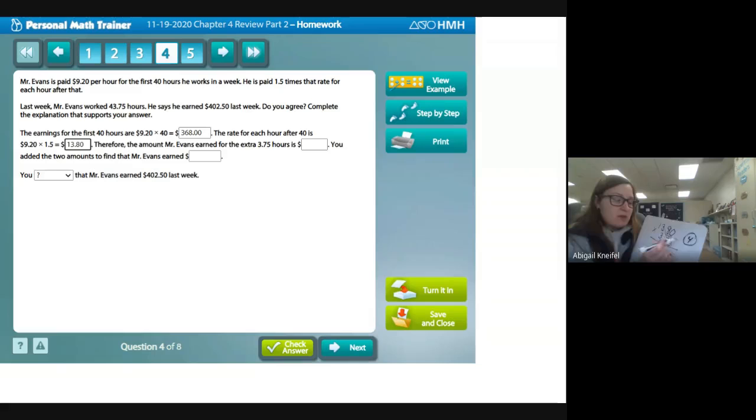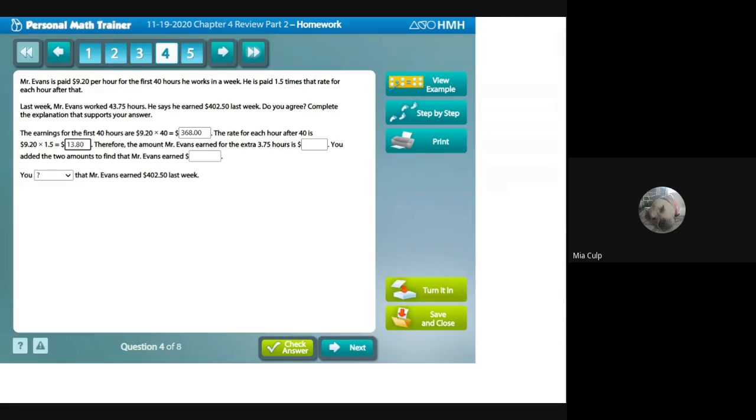5 times 0 is obviously 0. 5 times 8 is 40. Carry my 4. 5 times 3 is 15. Plus 4 is 19. Carry my 1. 5 times 1 is 5. Plus 1 is 6. All right. Drop in my 0. Now I need to do 7 times 0, which is 0. 7 times 8, which is 56. Carry my 5. 7 times 3 is 21. Plus 5 is 26. Carry my 2.